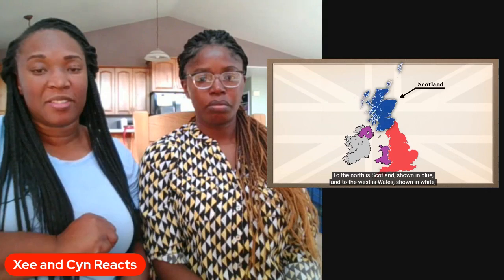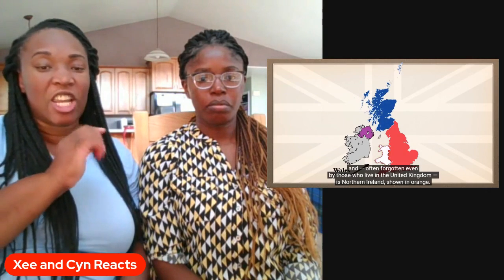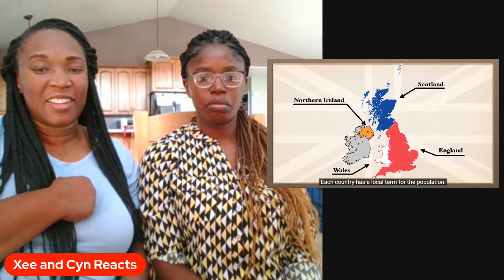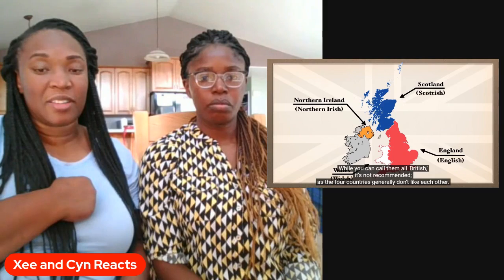To the north is Scotland, shown in blue, and to the west is Wales, shown in white. And, often forgotten even by those who live in the United Kingdom, is Northern Ireland, shown in orange. Each country has a local term for the population. While you can call them all British, it's not recommended as the 4 countries generally don't like each other.